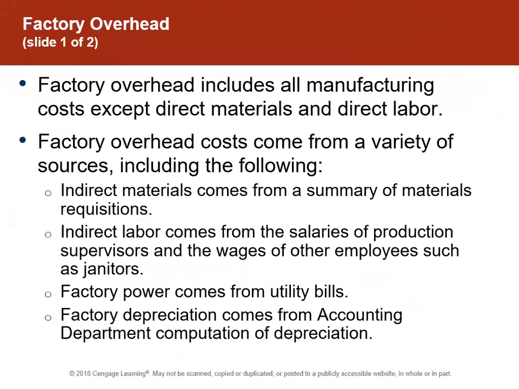Factory overhead, again, as a review from last chapter, is all the factory costs that aren't direct materials or direct labor. So factory overhead is indirect materials used, indirect labor, utilities and rent, any depreciation on factory equipment. And indirect materials could be materials we use on all the different jobs that are hard to trace directly to the product. Indirect labor would be like your production supervisor salary, maintenance wages, that sort of thing.